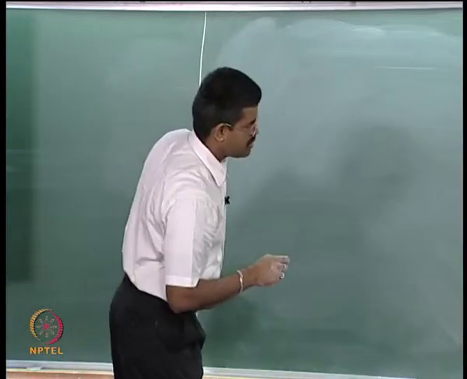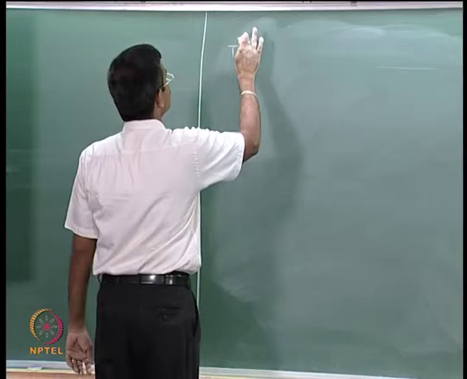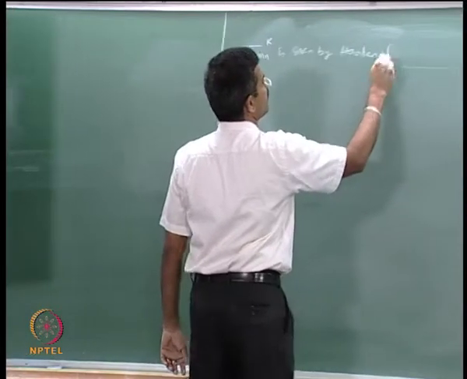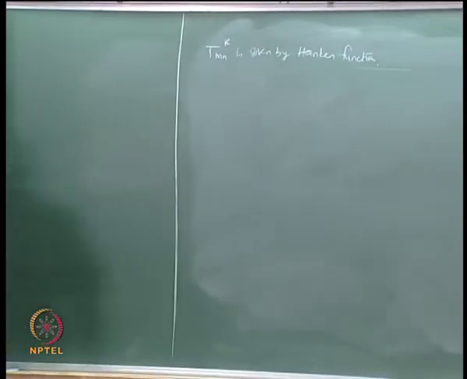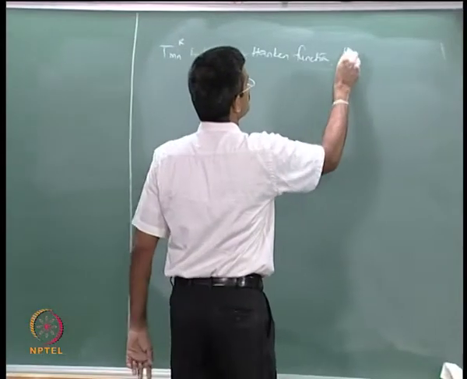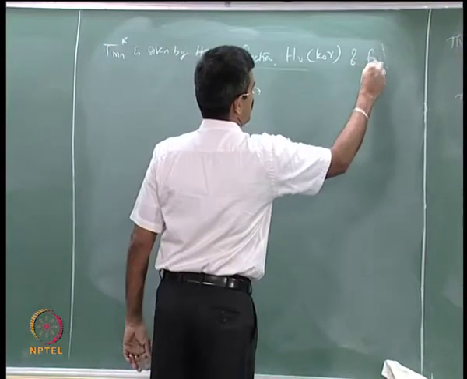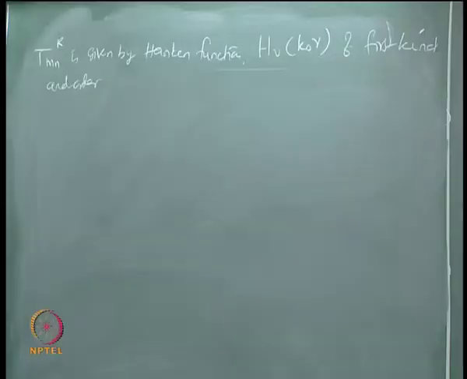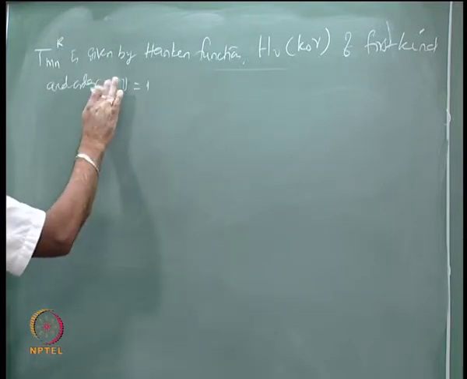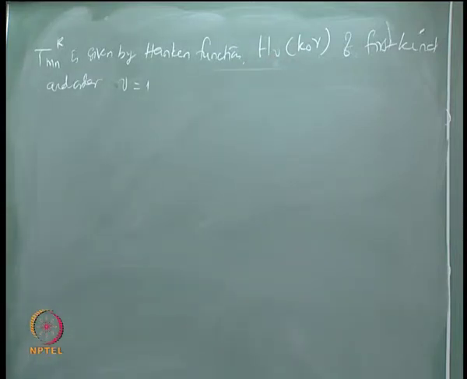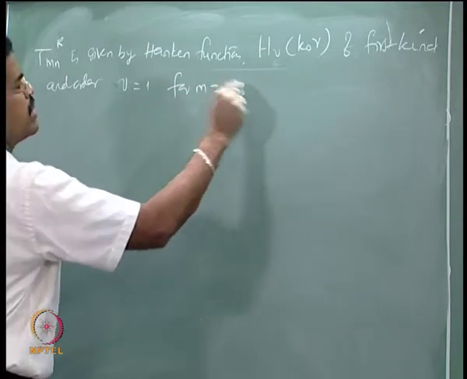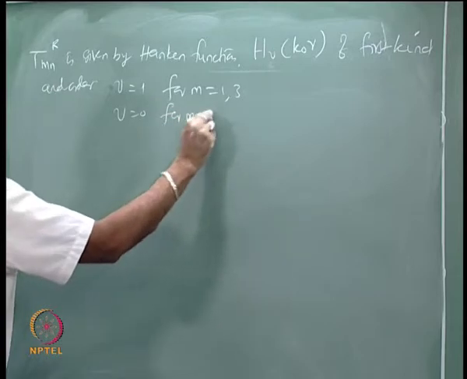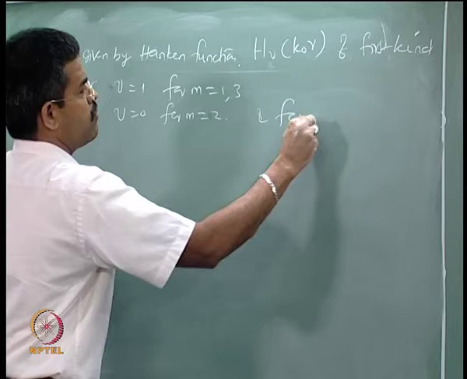So in the equation earlier, that is in equation 20, you will see Tmn of r is given by the Hankel function H v k naught r of first kind and order v equal to 1, this is the order v equals 1 for m equals 1 and 3, v equals 0 for m equals 2 for n equals 0.